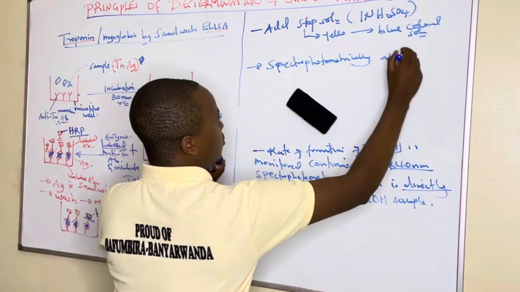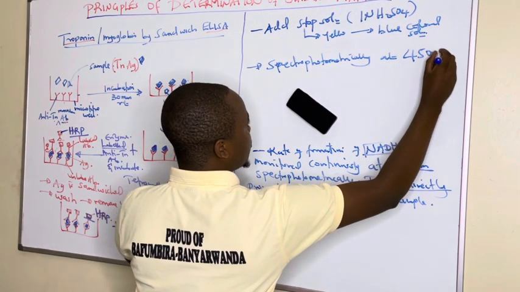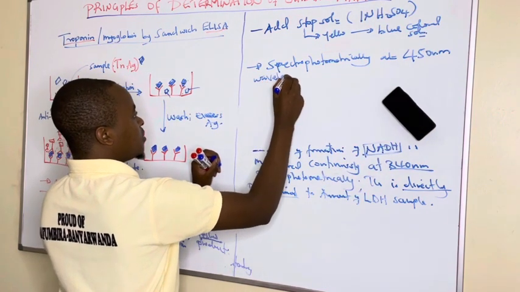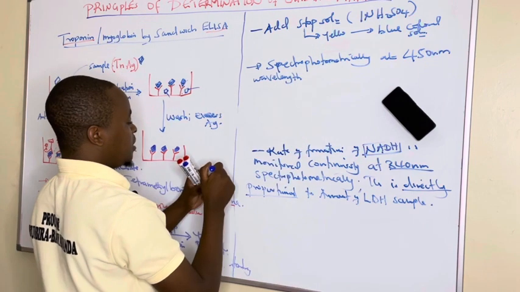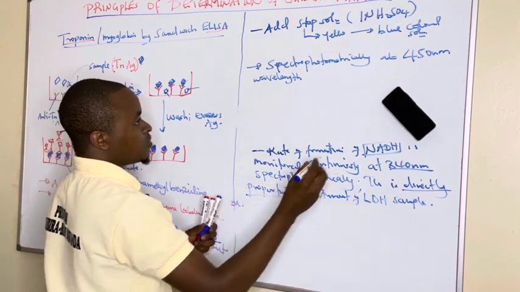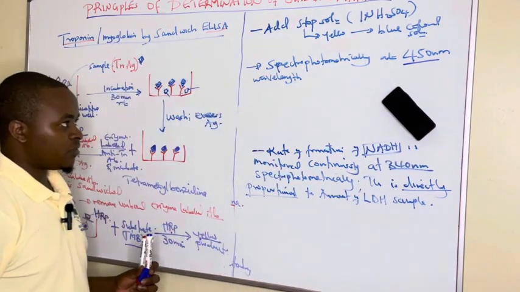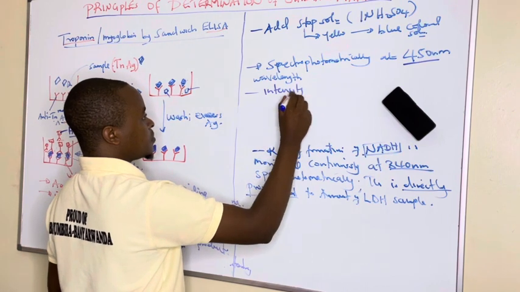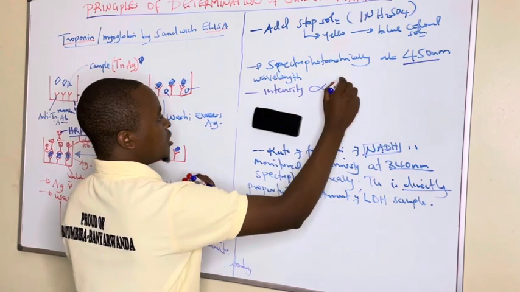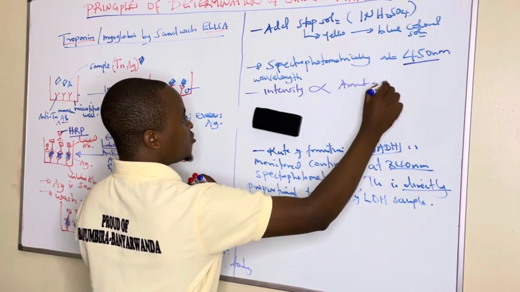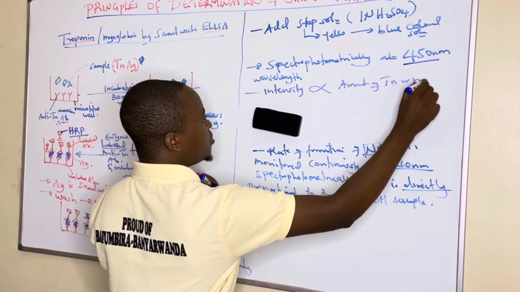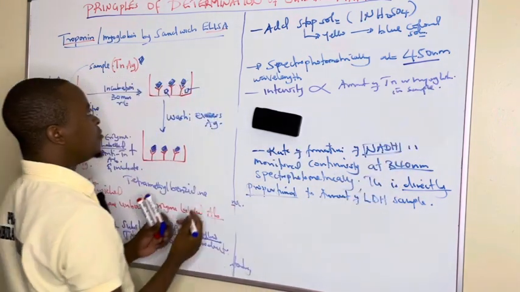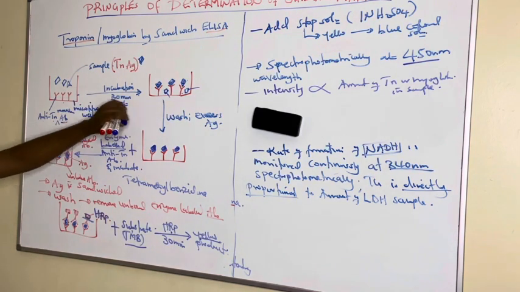at 450 nanometer wavelength. We use 450 nanometer wavelength, and the intensity of the blue color is directly proportional to the amount of troponin or myoglobin in the sample. So this is the same procedure for both using sandwich ELISA.